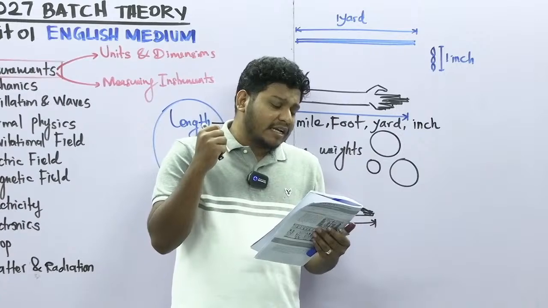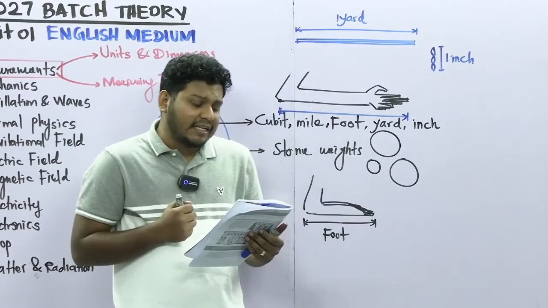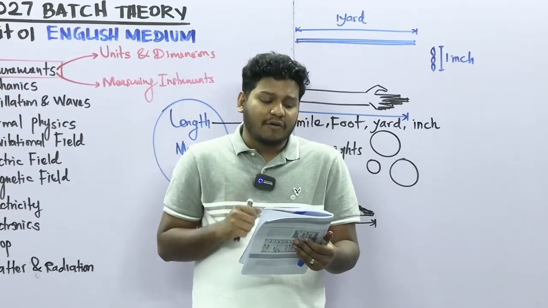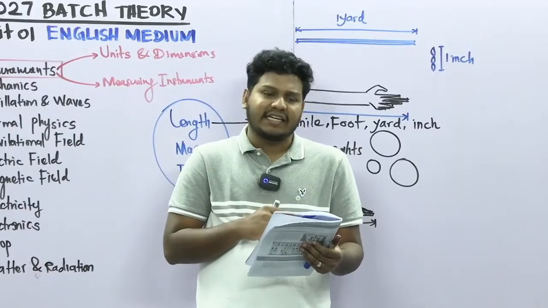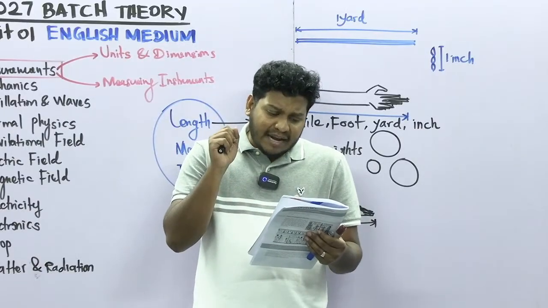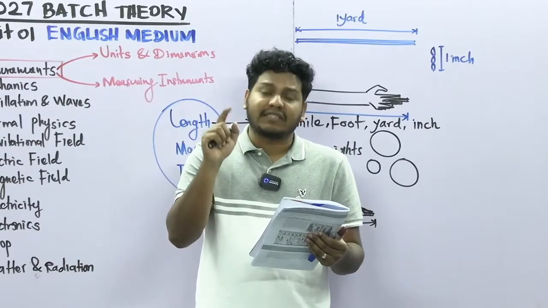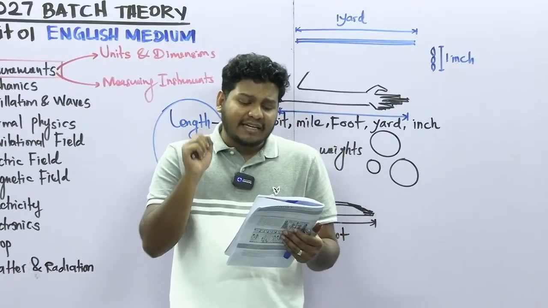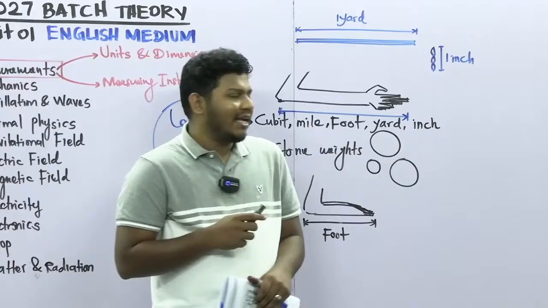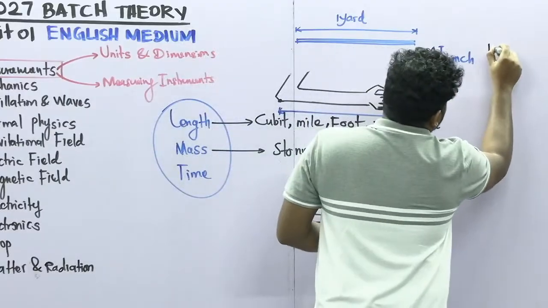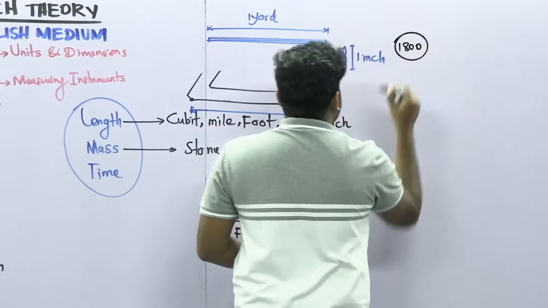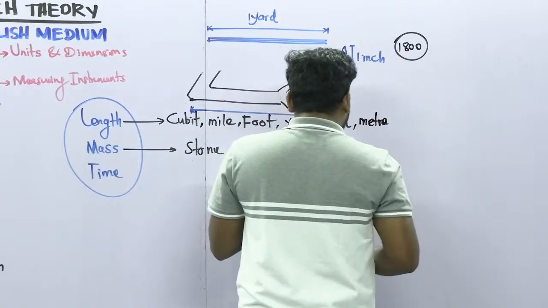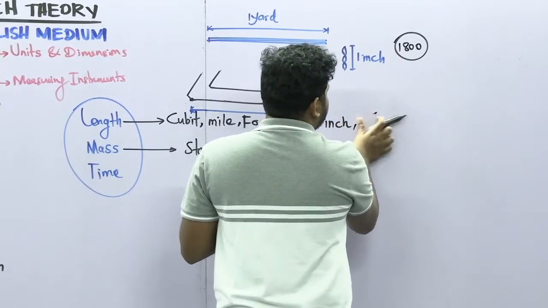A committee of French scientists, appointed at the time of the French Revolution during 1789 to 1799, suggested the metric system of weighing and measuring in 1800. The standard unit of measuring length in the metric system is the meter. So in 1800, guys, they are introducing the measurement meter.